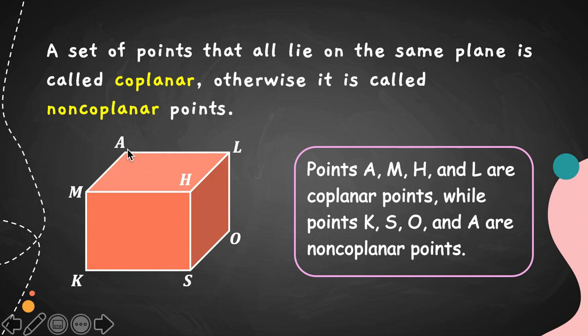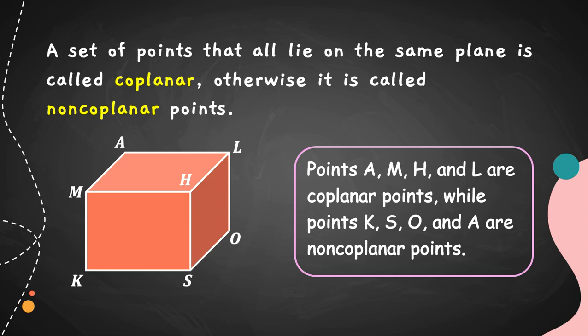But look at point A. Point A is on the top face or on the side and back face, but not on the bottom face or bottom plane. So therefore, we cannot consider them as coplanar points, but rather we call them non-coplanar points. So please do remember that if your points lie on the same plane, we call them coplanar points. Otherwise, they will be called non-coplanar points.